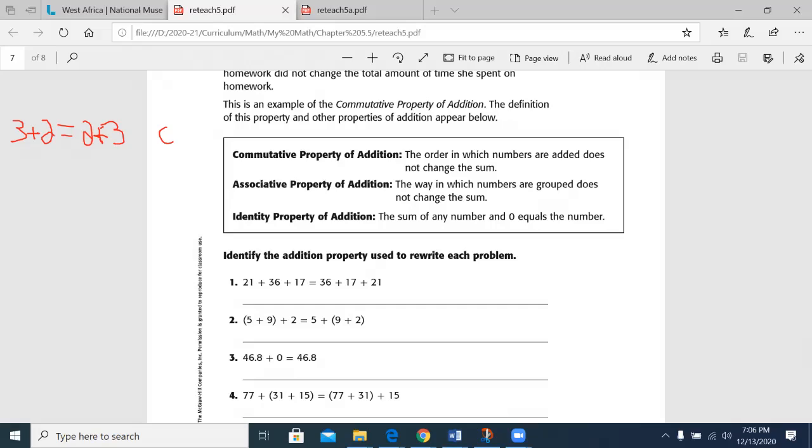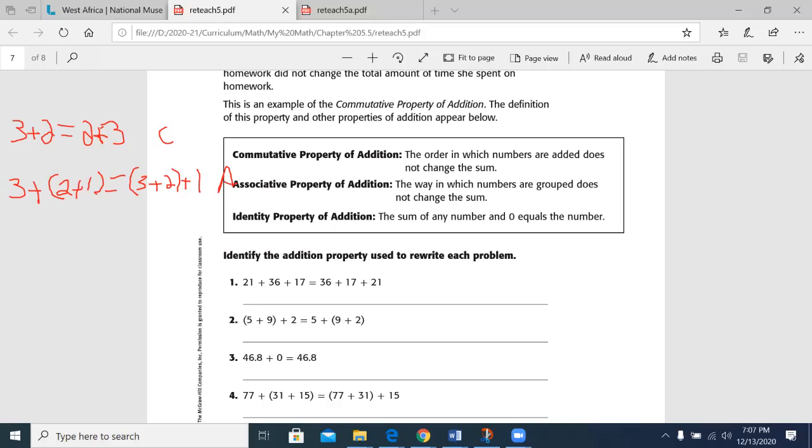Associative property, 3 plus 2 plus 1. Let's make it a little neater for us here. When I write this, 2 plus 1 is 3, plus 3 is 6. But if I go 3 plus 2 plus 1, this is 5 plus 1 is 6. So put an A for associative.